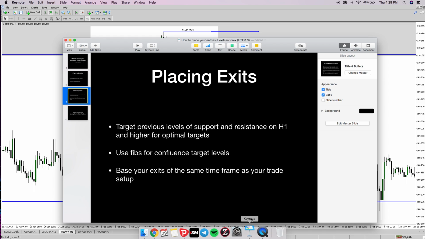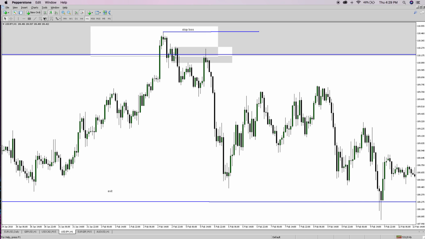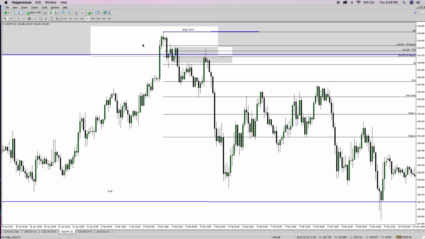So let's see, let's make sure we went over everything. Use your fibs for confluence target levels, okay. So here we had our fib drawn out. So use your fibs for confluence target levels. Basically what that means is, for this pair in particular, we're looking for shorts. So we're looking for sells, right? So I'm going to be targeting each level of support as basically an exit for me.